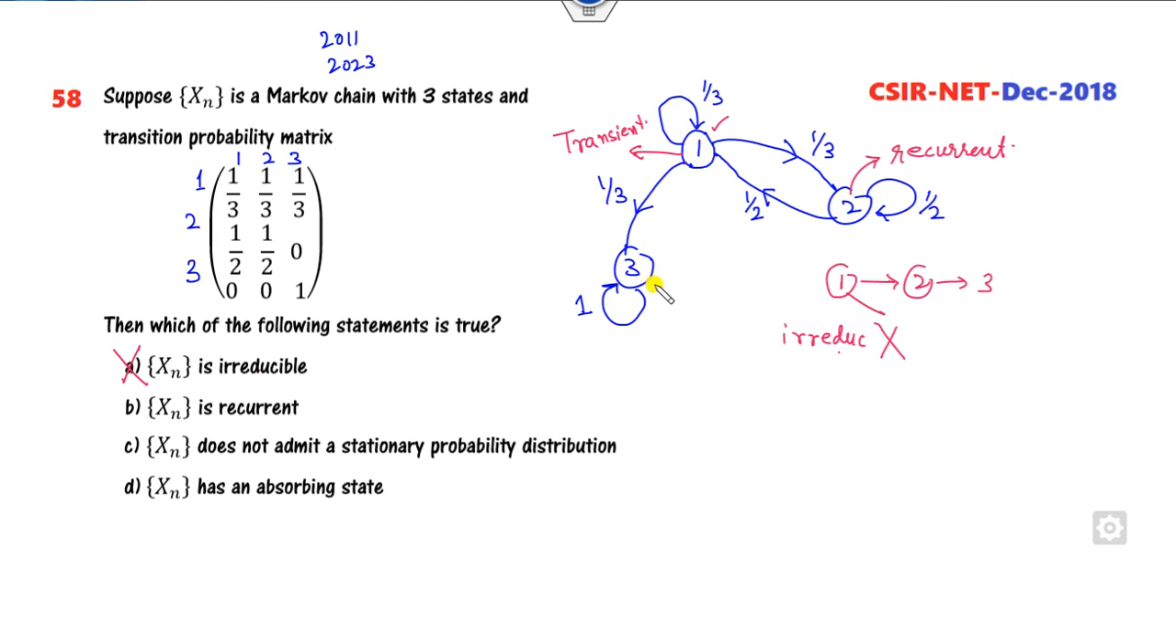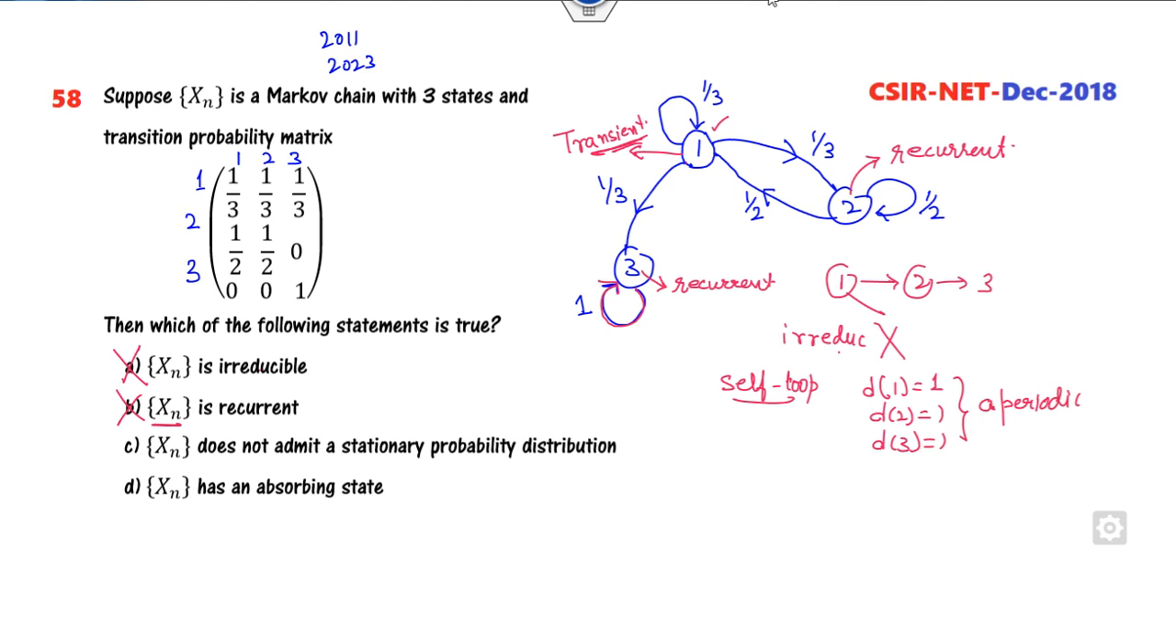Is it possible to go from 3 and return back to 3? There is only one path. So that is also recurrent. Fine. But here the option said all the states are recurrent, but there is one state which is transient, so this option is also cancelled out. Now look at that. This is the self loop. Always remember, whenever there is a self loop, the period of each state is 1. So 2 also has a self loop, 3 also has a self loop. That means this is aperiodic. Whenever the period is 1, then we can say it is aperiodic.